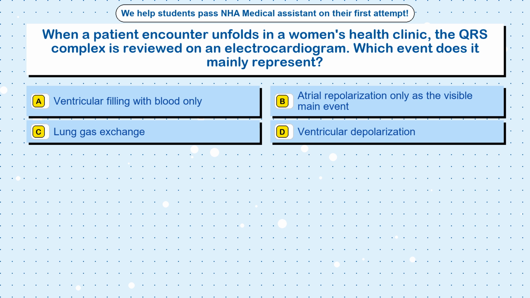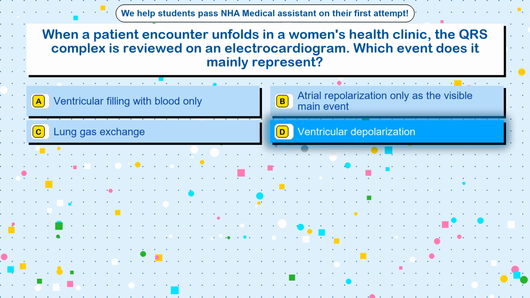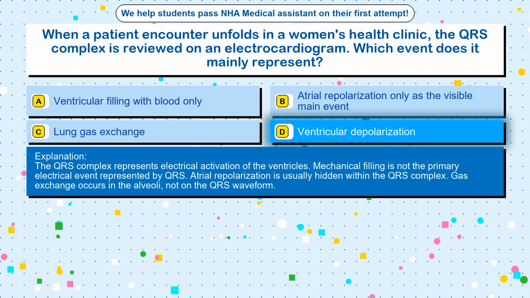Option D, ventricular depolarization. The correct answer is option D, ventricular depolarization. The QRS complex represents electrical activation of the ventricles. Mechanical filling is not the primary electrical event represented by QRS. Atrial repolarization is usually hidden within the QRS complex. Gas exchange occurs in the alveoli, not on the QRS waveform.